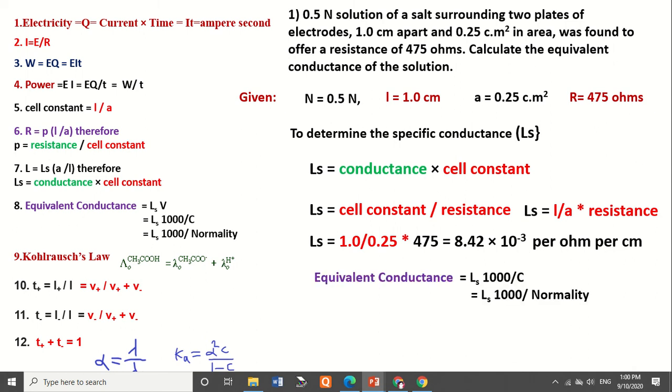Then to determine the equivalent conductance, the formula is specific conductance into 1000 upon C, but the concentration is expressed in terms of normality, and normality is given as 0.5 normal. Therefore, putting the values of specific conductance as well as normality in this equation, it becomes 8.42 into 10 to the minus 3 into 1000 upon 0.5, which gives 16.84 per ohm centimeter square.